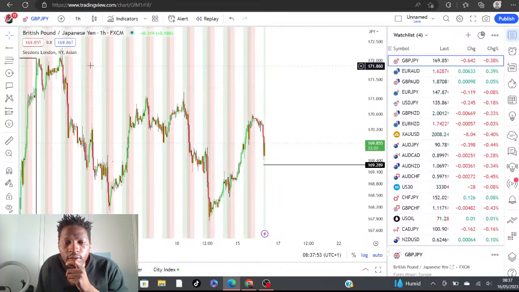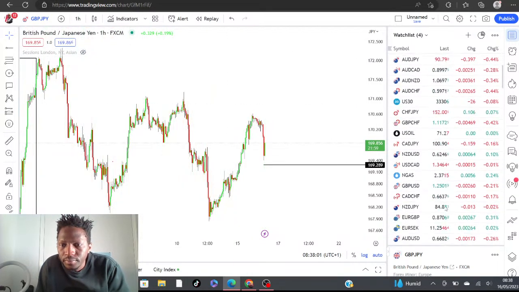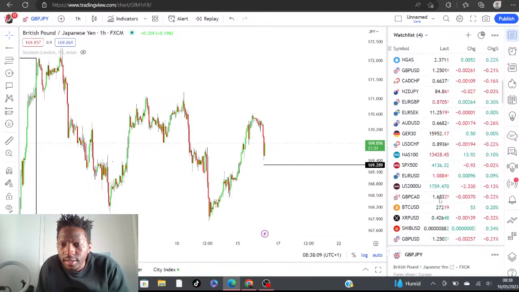So let's try and look at some currency pairs before this market does what it needs to do. Guys, you can suggest what currency pair you want me to analyze. I can have a look.